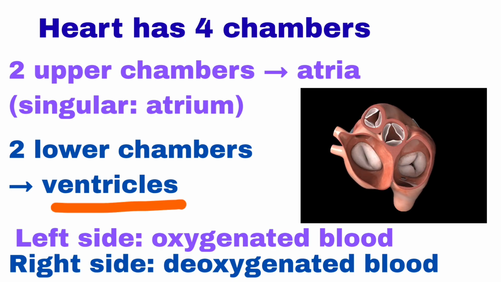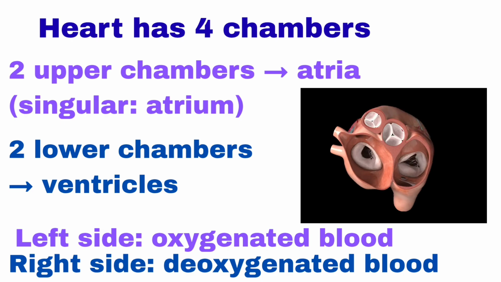So the heart is divided into how many chambers? The heart has four chambers. And what are the upper chambers of the heart called? They are atria. And what are the lower chambers of the heart called? They are called ventricles. So the heart is divided into four chambers, and together these four chambers make sure that oxygen rich blood and carbon dioxide rich blood do not mix. So what is the duty of the chambers of the heart? They prevent the mixing of oxygen rich blood with carbon dioxide rich blood.